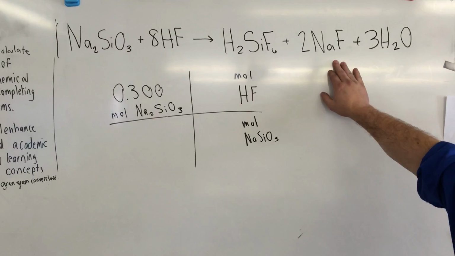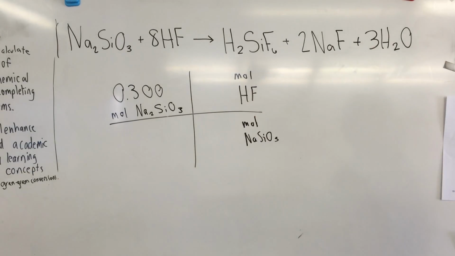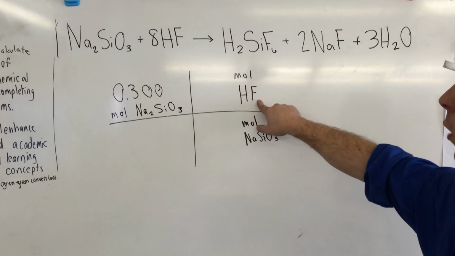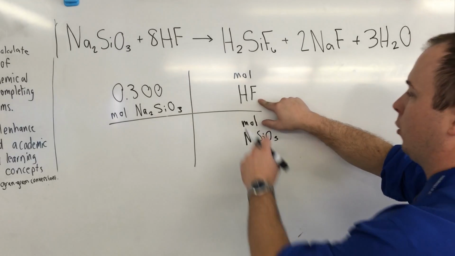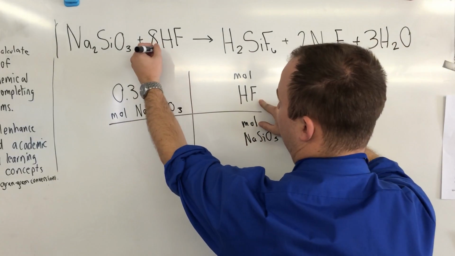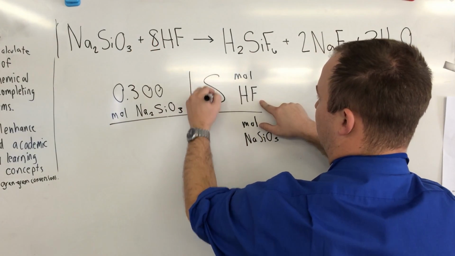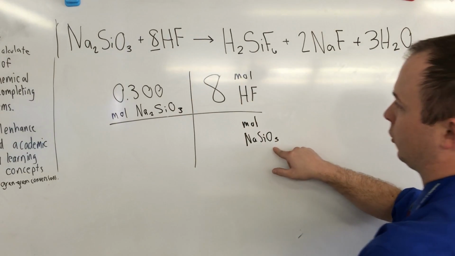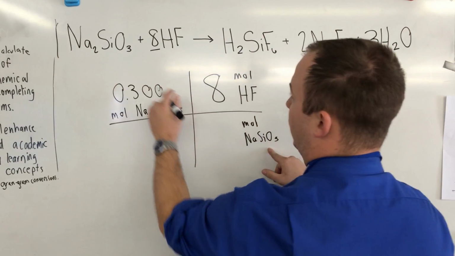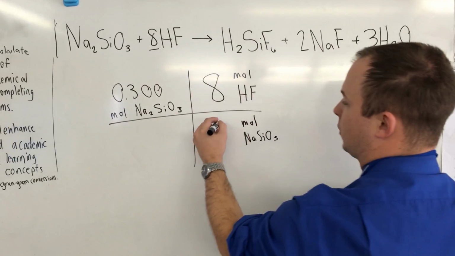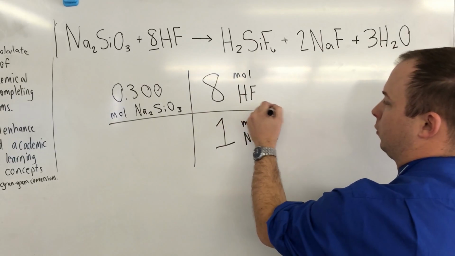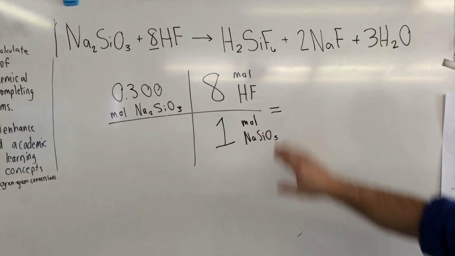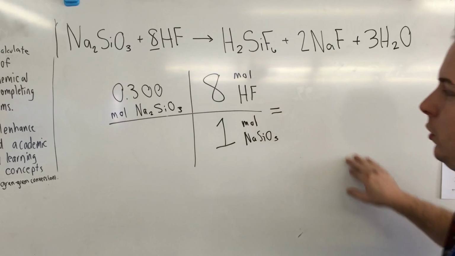Then all you do is you look at your balanced equation and you ask, what are the molar ratios? So how many moles of hydrofluoric acid are there in our chemical equation? We can look right here and you can see there's 8. Okay, so we put 8. If we look for sodium silicate, we look right here, and in front of it there's no number, so that means that we assume it to be 1. Okay? So this is what it should look like before you do any calculations.